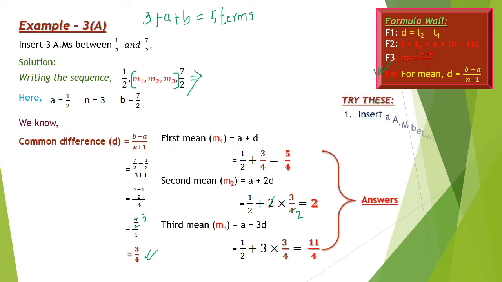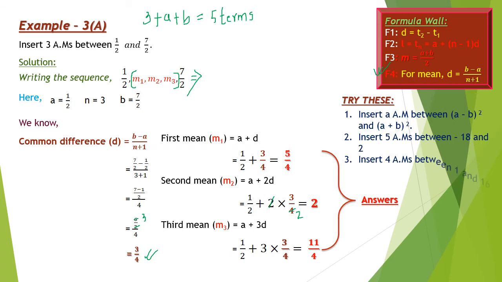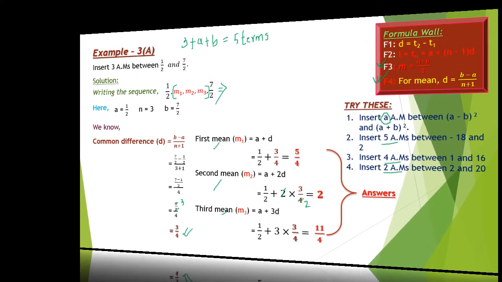So try this, there are questions for you. Insert arithmetic means between (a minus b) whole square and (a plus b) whole square. For one arithmetic mean you have to apply the formula F3. For 5 arithmetic means you have to apply the formula F4, and for 4 arithmetic means also you have to apply the formula F4. Find d, and you can proceed in this way: first mean, second mean, and third mean. You can pause the video, complete these questions, and let's move to 3B.